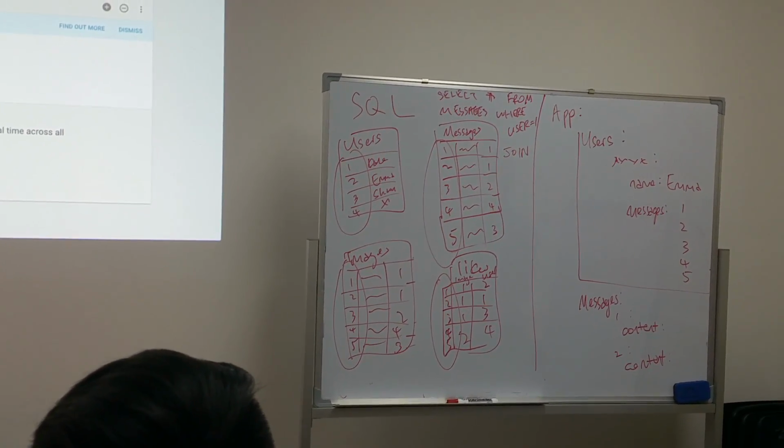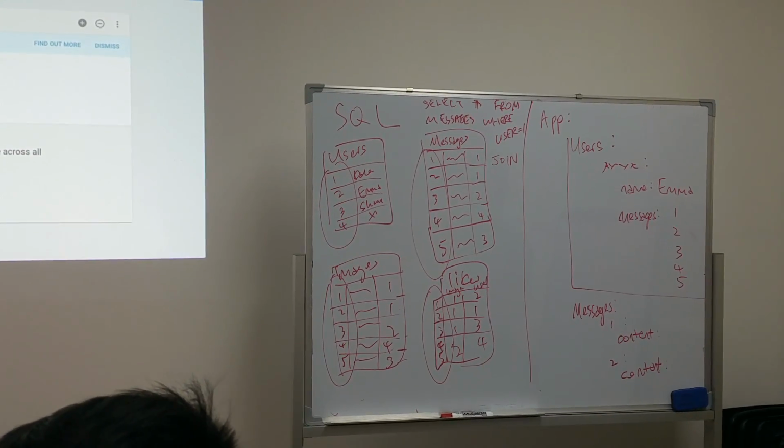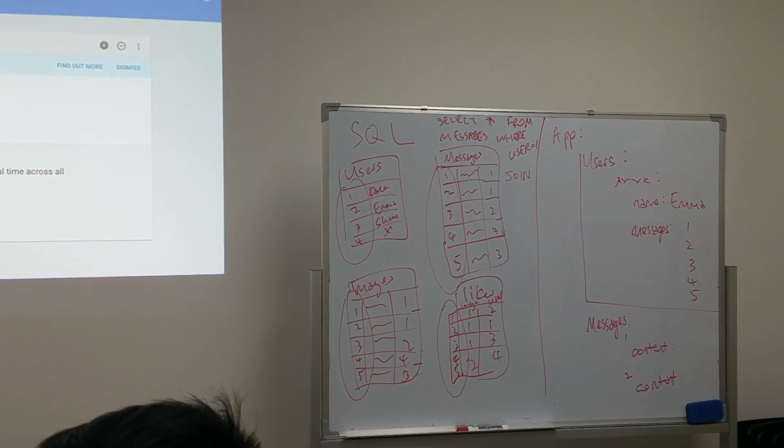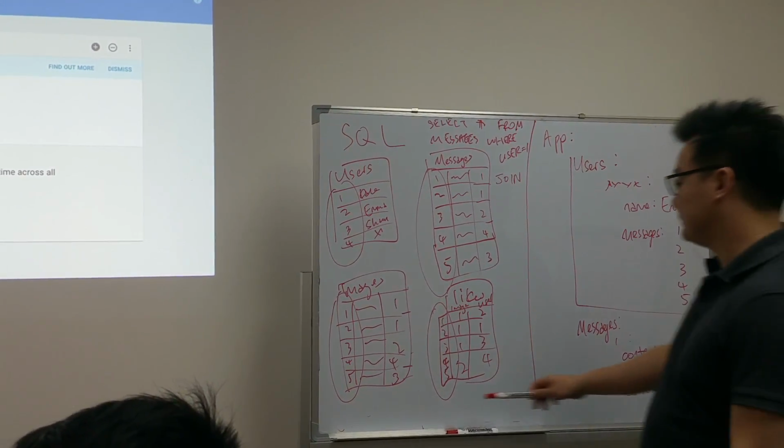So it's slightly more troublesome, but the idea is that over time, depending on what your app is doing, it could potentially be a lot faster. It's faster for retrieving data.